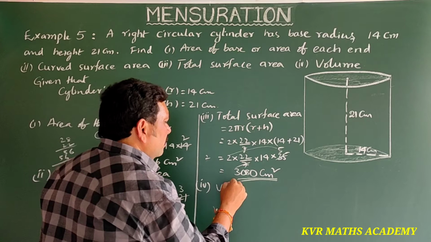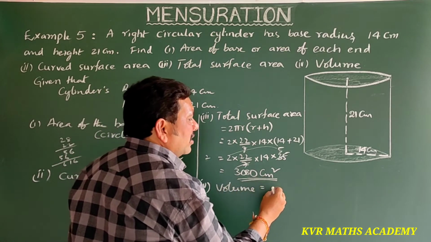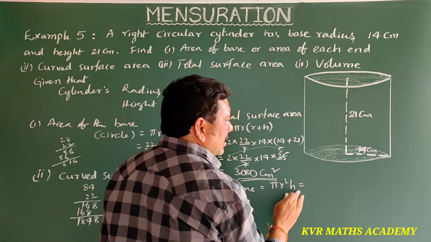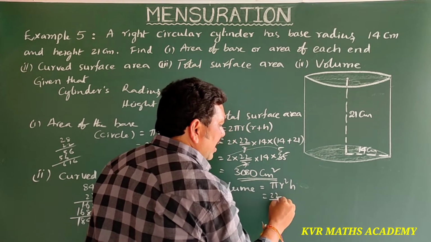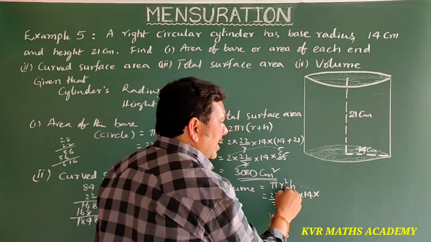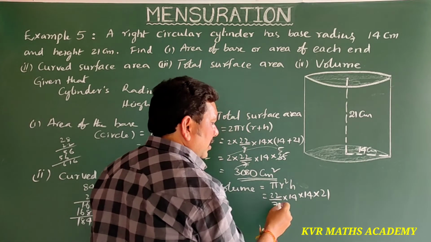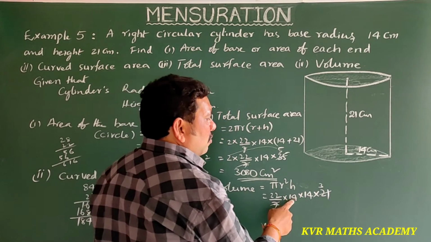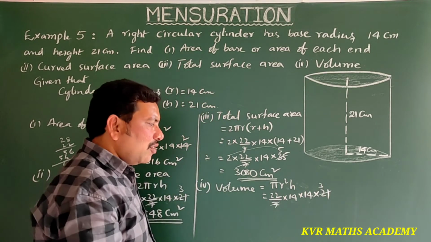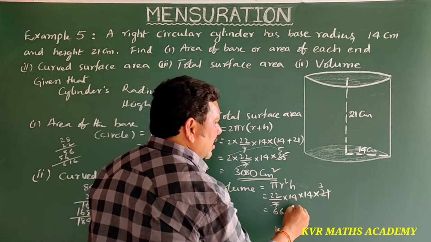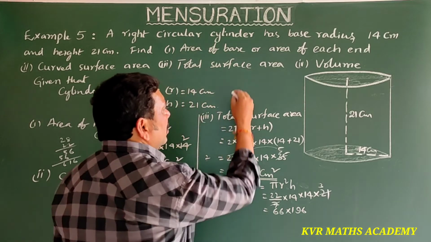Volume. Volume is equal to what is the formula? Yes, pi r square h. Pi r square h is 22 by 7 into radius is 14 into 14 into height is 21. 7 3s are 21. 14 14s are 196. The 22 3s are 66. 66 into 196, let us find.